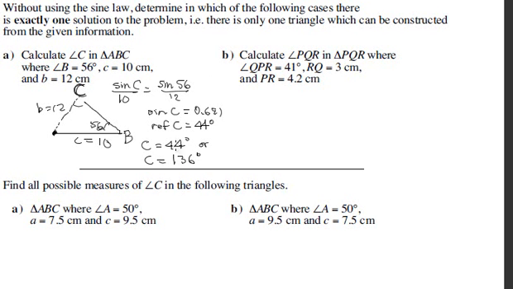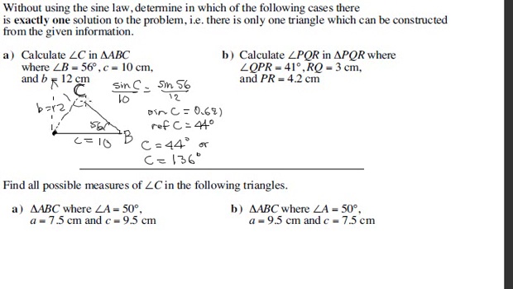If C is 44, then our triangle would be shaped more like this. We'd have 56 plus 44, that's 100 degrees. That would leave us with 70 degrees for this remaining corner, which would be all right. That one's legal. What if C is 136?